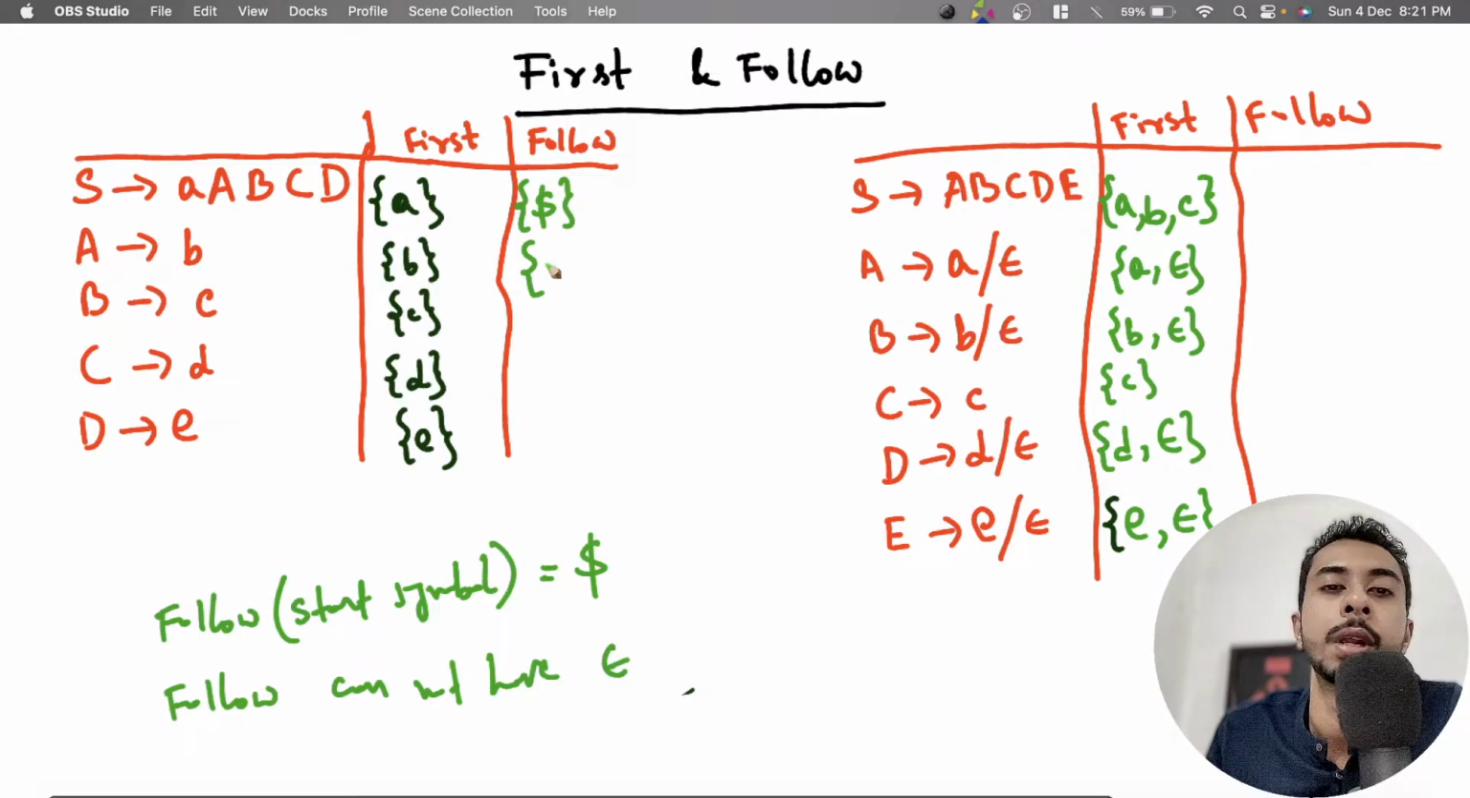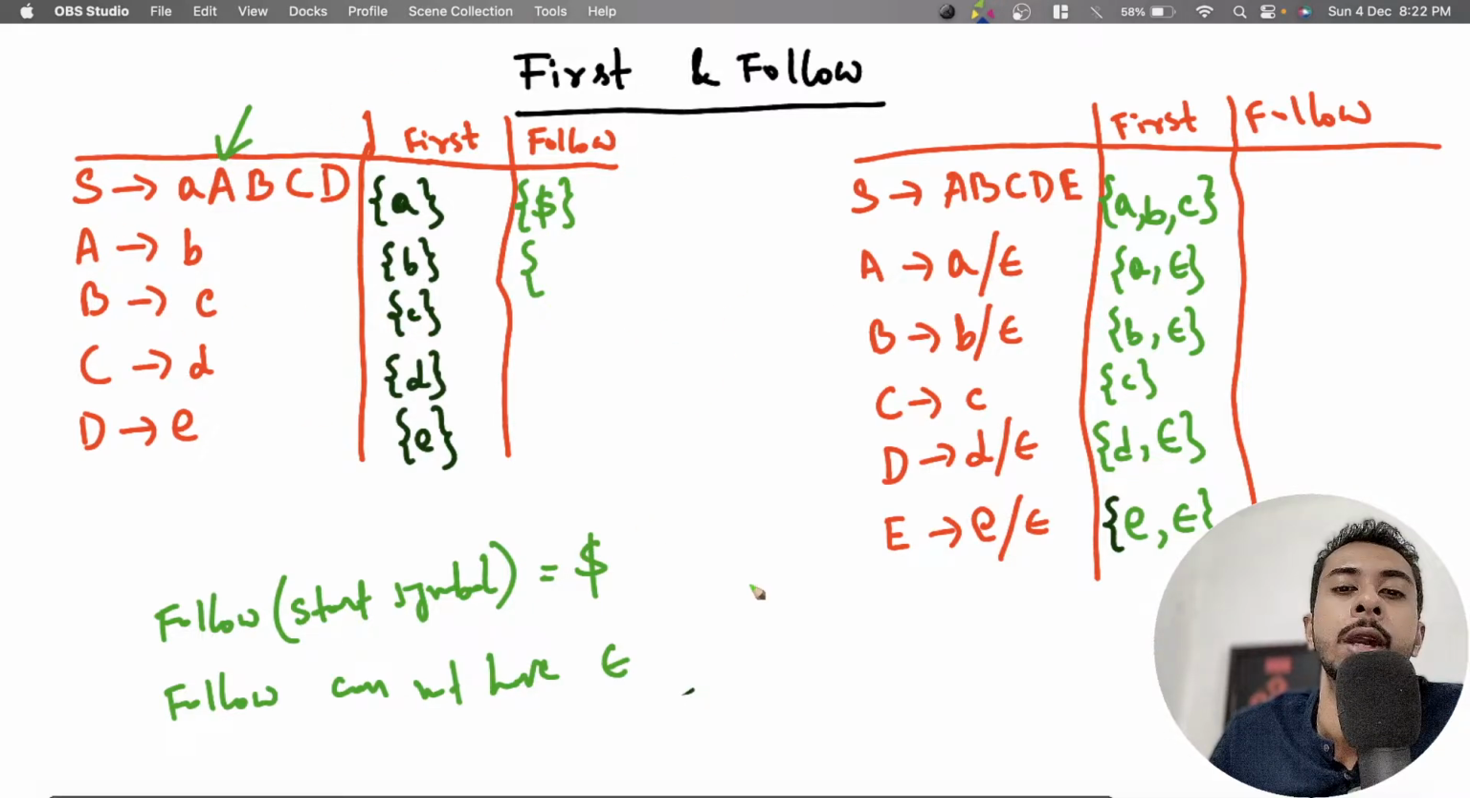Come to A. So what is the follow of A? We have to check on the right hand side of each of the productions where A is present. So here we can see A is present on the right hand side. So what is following A? See, A is followed by B, right? Now what is the first of B? That will be the answer. So first of B is C.